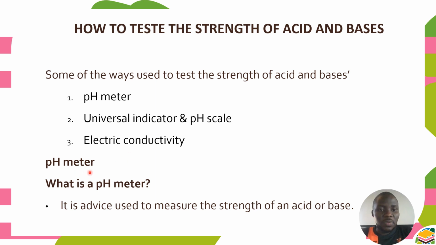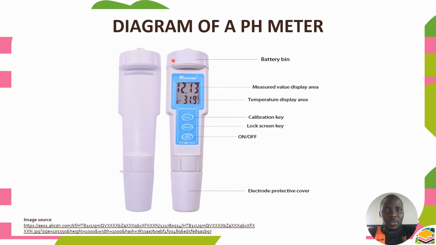So we'll start with a pH meter. What is a pH meter? A pH meter is a device used to measure the strength of an acid or a base. It means if you are given a solution of either an acid or a base, you can detect the strength using a pH meter. In this slide, we have a diagram of a pH meter with some labels. This is how it looks. Here we have some electrodes. Here we have a screen which is able to display some pH values.